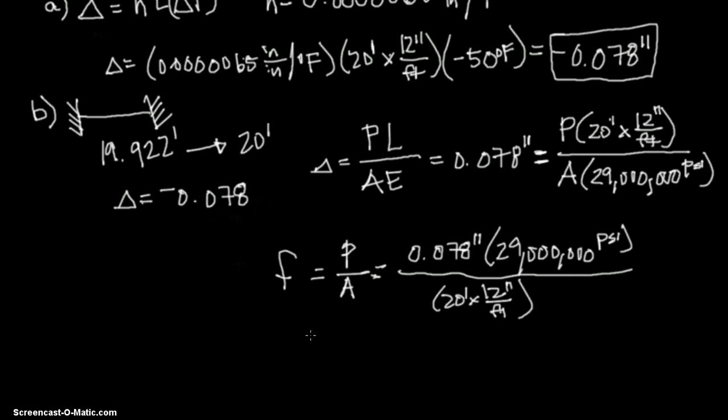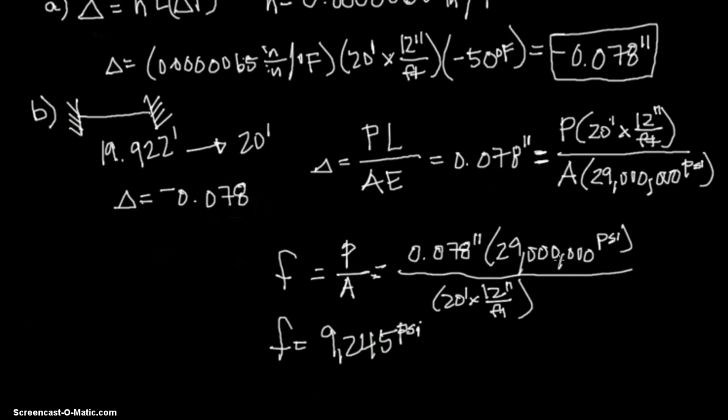So when we get the calculator, 0.078 inches times 29, 1, 2, 3, 4, 5, 6 zeros, divided by 20, divided by 12, equals 9,245. And that should be PSI. And let's check the units over here. This is PSI times inches divided by inches equals PSI.